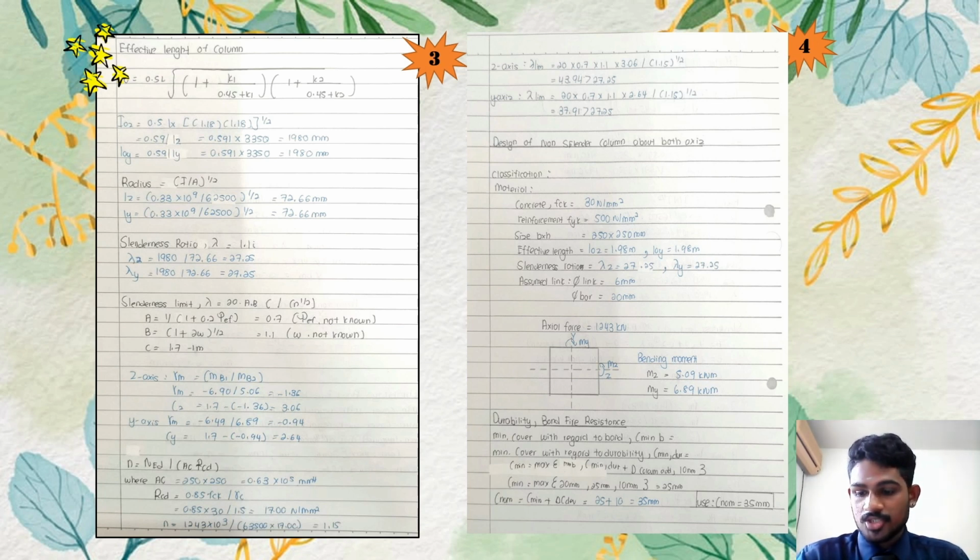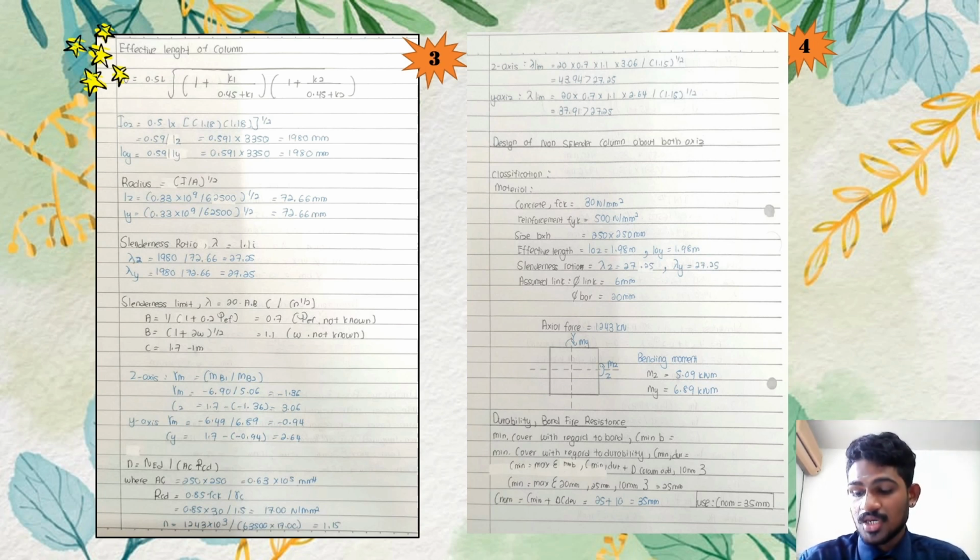Okay, for the classification, the concrete that we used is fck 30, and also fyk is 500, and the size of b and h is 250 times 250, and the effective length l0z is equal to 1980, and also l0y is equal to 1980, and the slenderness ratio that we already calculated in the previous step is 27.25, and also the slenderness ratio of Y is 27.25. Okay, assume the link is equal to 6 millimeter, and the bar is 20 millimeter. So this is the drawing of the classification and also the design for the column.